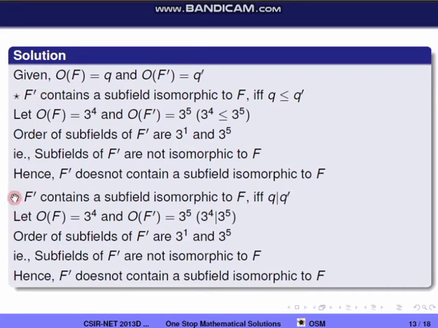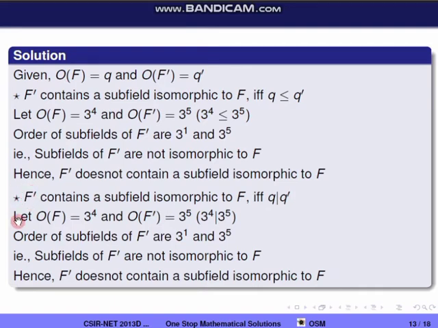Similarly, you can check the second option. Take the same example. For the orders of subfields, we are getting 3 power 1 and 3 power 5. Fields are isomorphic if they have the same order. We are not getting the same order for F and the subfields of F dash. So the subfields of F dash are not isomorphic to F. Hence F dash does not contain a subfield isomorphic to F. Therefore q divides q dash does not imply this condition. This option is also wrong.